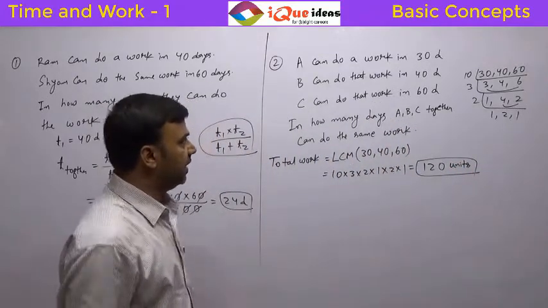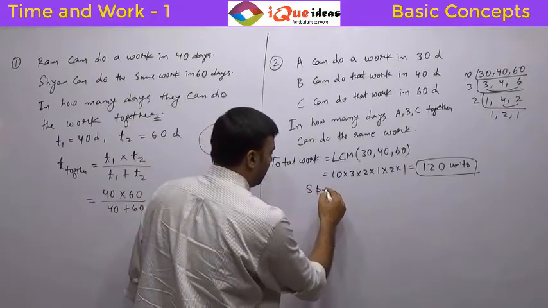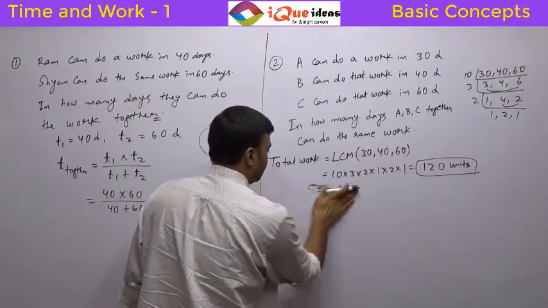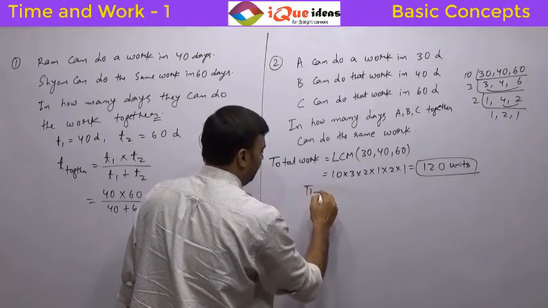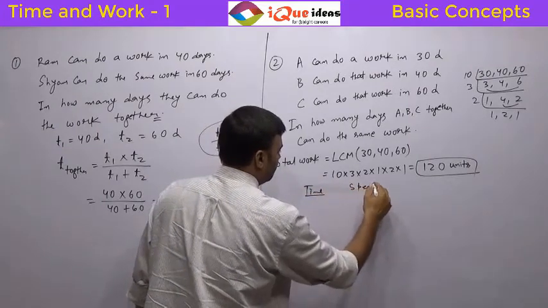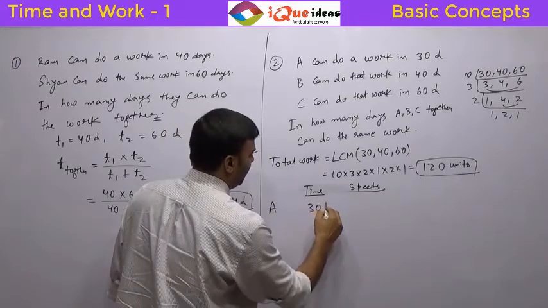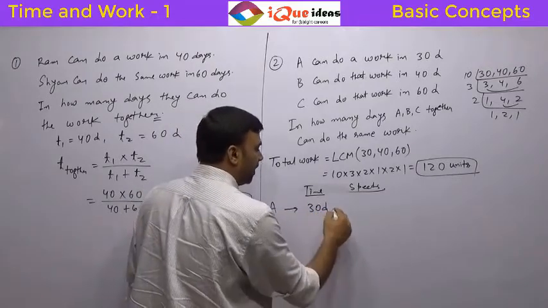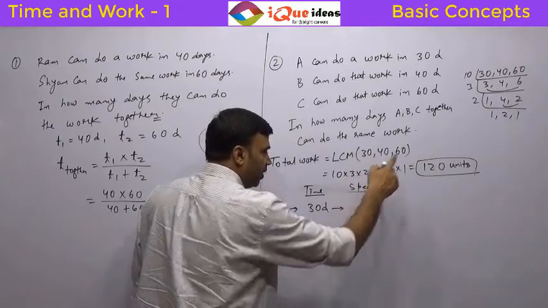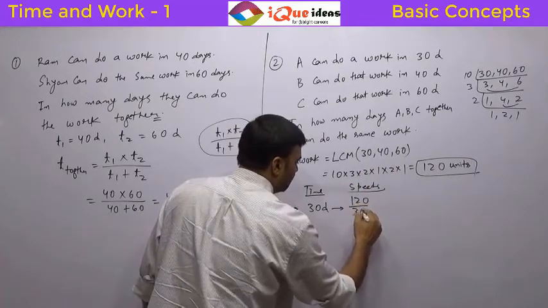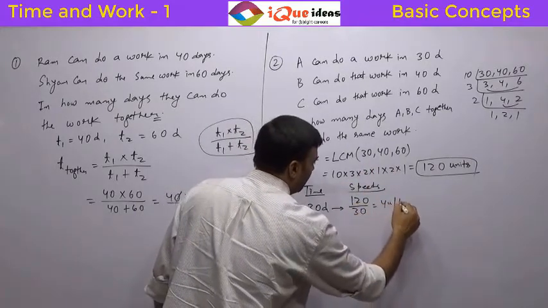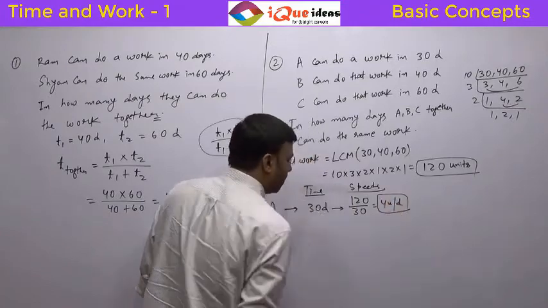Now what does it tell us? It gives us the speeds. How? Let's see. I'll put it like this. Time and speeds. A. Time of A to do the whole work is 30 days. Now the whole work is 120 units. That means the speed will be 120 divided by 30. That is 4 units per day. So speed of A is 4 units per day.